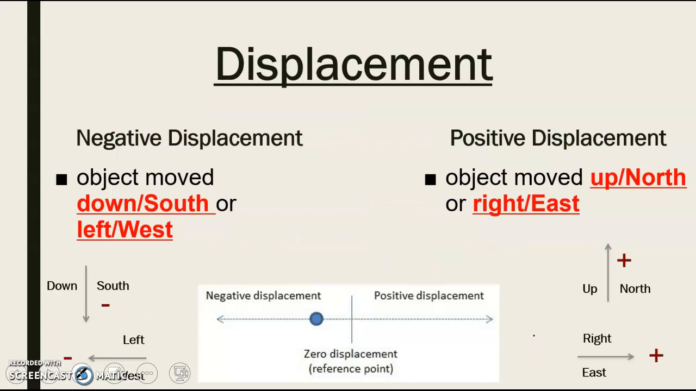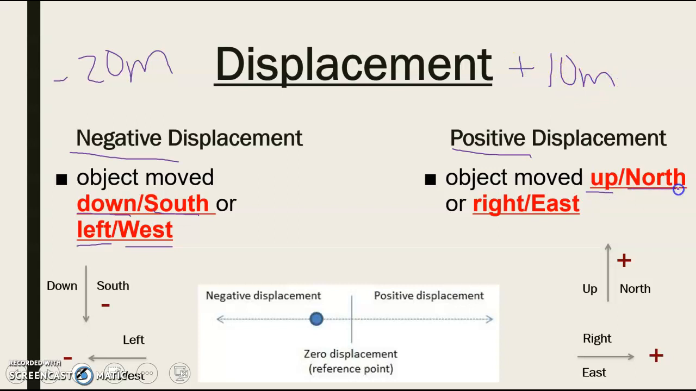All right, so with displacement, these negative and positive symbols. So first let's talk negative. If we have a negative sign with our number, maybe it's -20 meters. -20 meters means that the object has either moved 20 meters down, 20 meters south, 20 meters left, or west. Any of those directions could be included by that negative sign. On the other hand, if we have a positive displacement, let's say that it's +10 meters. That means that the object has moved up 10 meters, north 10 meters, right or east 10 meters.